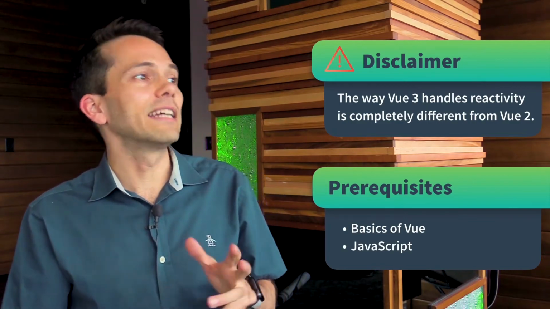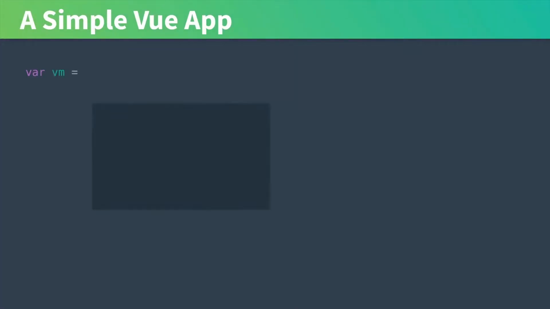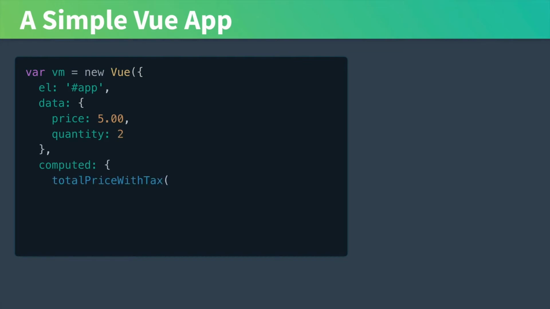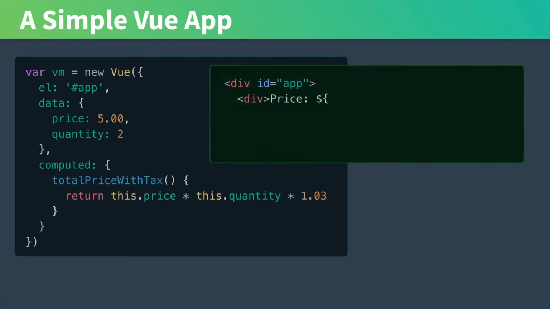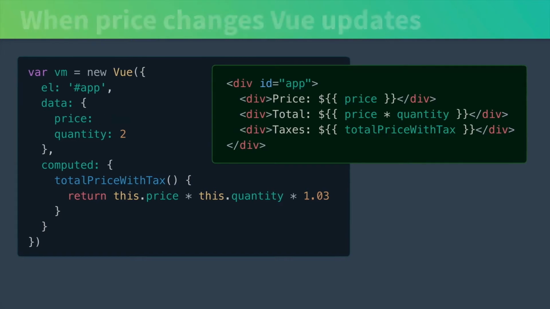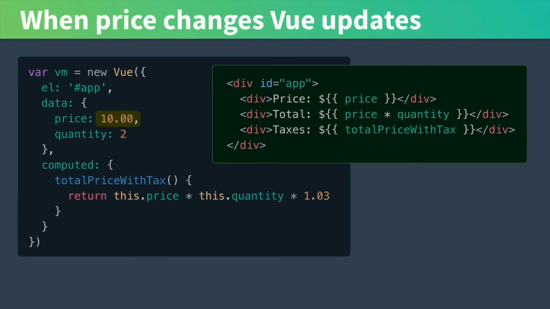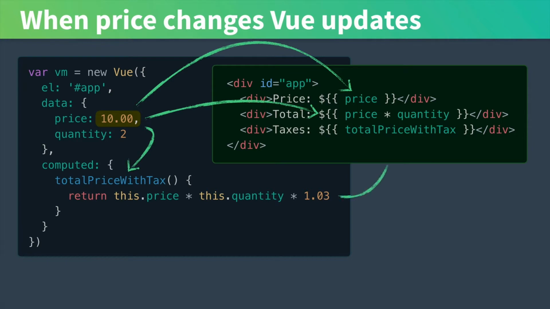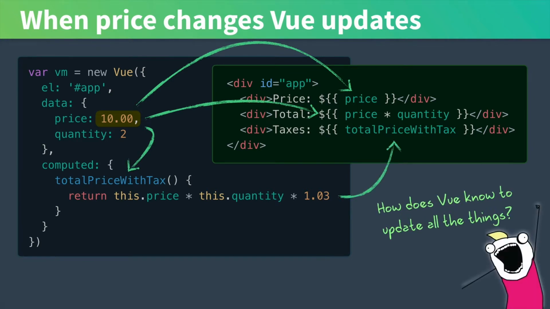It starts by taking a look at a simple Vue app and a simple template. If we load up this component and then our price changes, Vue somehow knows to go and update the template here and our computed property, which updates the template here. So the question is, how does Vue know how to update all the things?